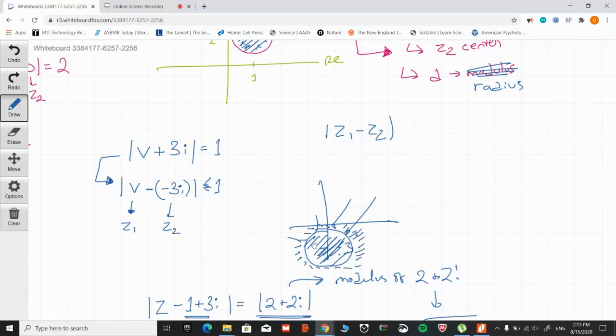So when do I shade outside? When the sign turns out to be greater than or equals to. Now another common question is, what is the difference between less than equals to and just less than?